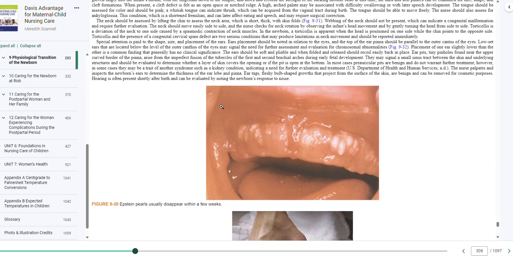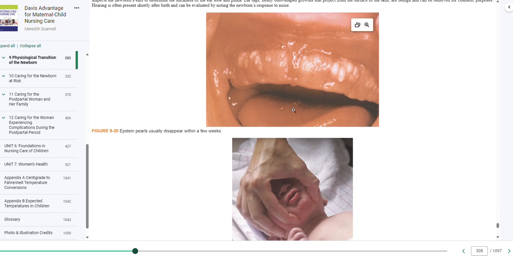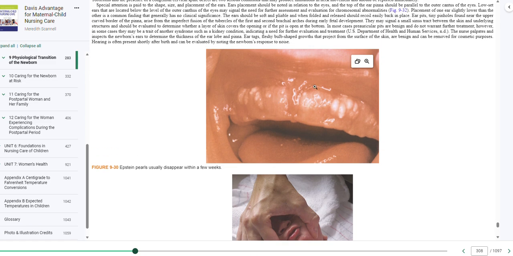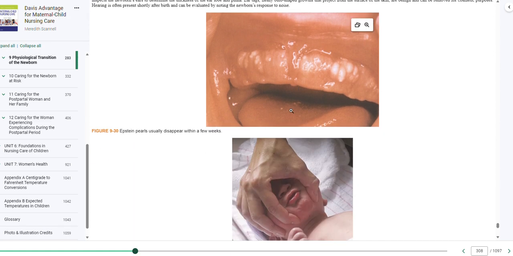So assess the palate. We talked about this. Epstein pearls are right here. That's just the little parts of the gum that disappear, no big deal. But when you're assessing the lip, of course, you can see a cleft lip, right? But you can't always see a cleft palate. So you need to be sticking a gloved finger in that baby's mouth to assess for a cleft palate.